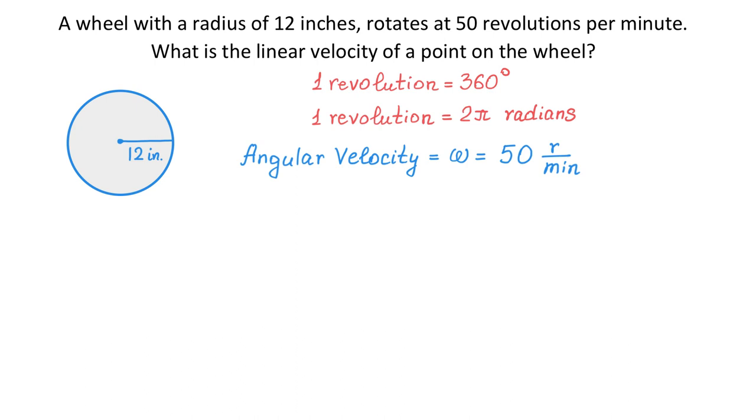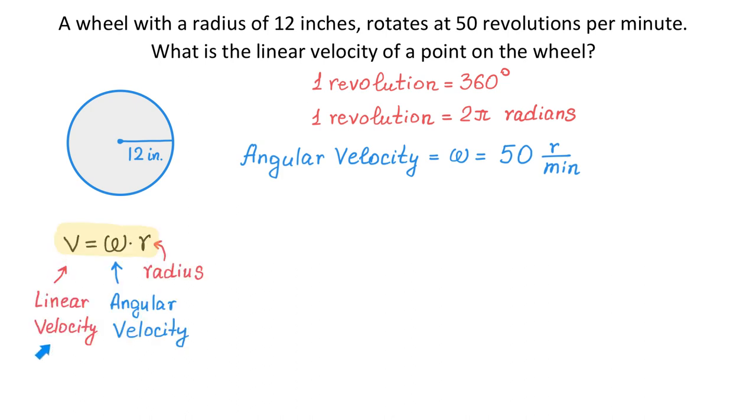Now, because in this problem we have to find the linear velocity, we will use a formula that requires the angular velocity to be expressed in radians per minute instead of revolutions per minute. This formula is V equals omega times R. V represents the linear velocity, omega represents the angular velocity, and it has to be in radians per minute instead of revolutions per minute, and R represents the radius.